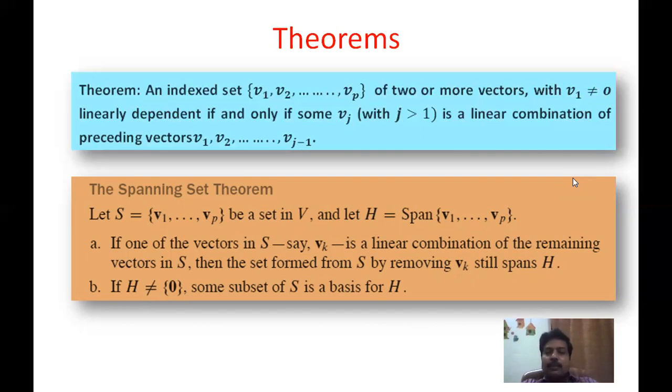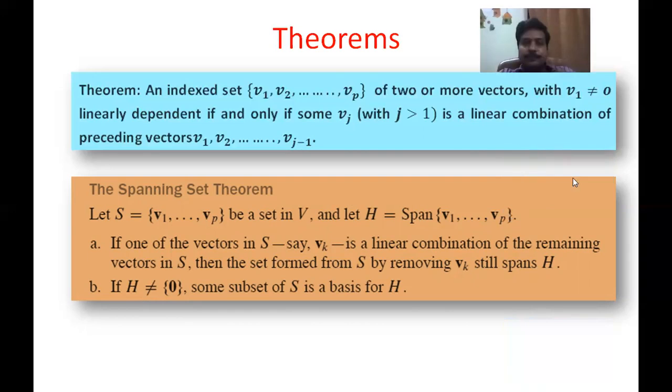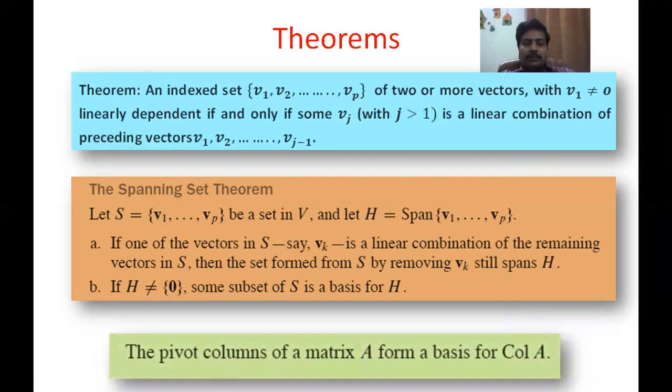And H is equal to span of some set S. And finally, this is one more thing. We have seen that the pivot columns of a matrix A form a basis for column space A. So pivot columns are the columns in which pivot positions exist. So only pivot columns of a matrix A can form a basis for column space A.